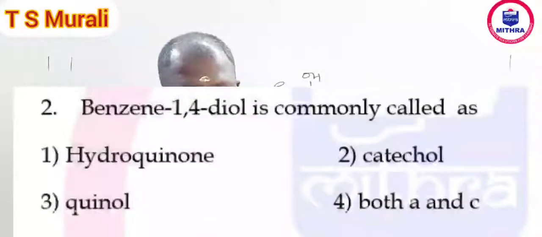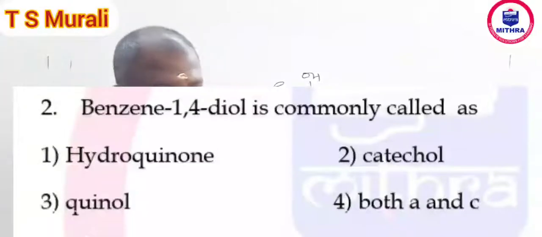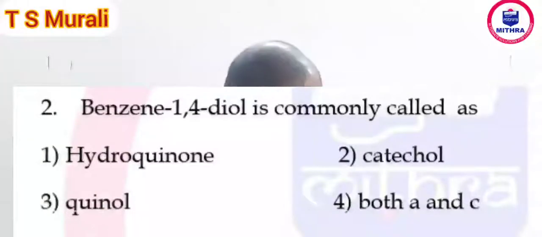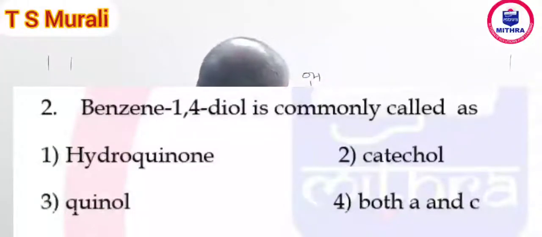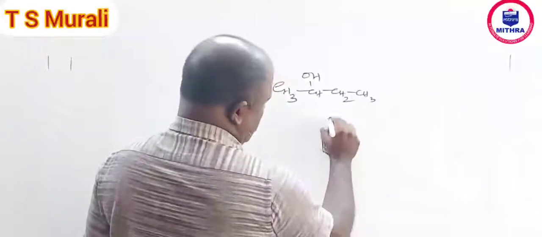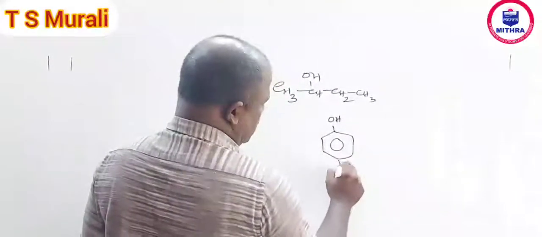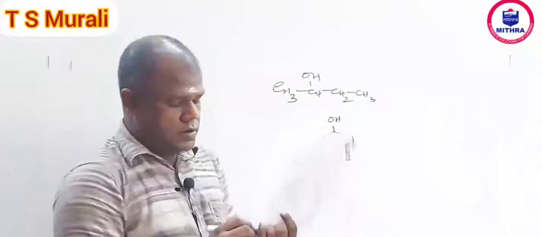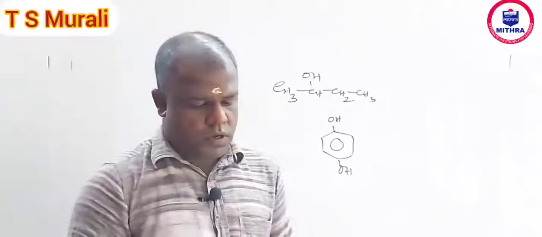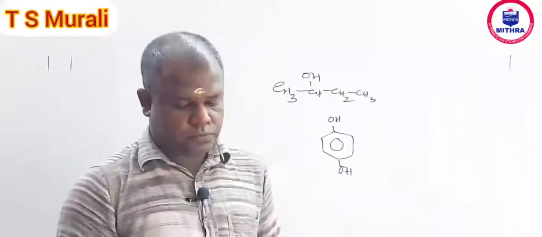Question number 2: benzene-1,4-diol is commonly called what? This is benzene, 1, 2, 3, 4. The common name is quinol. Okay.